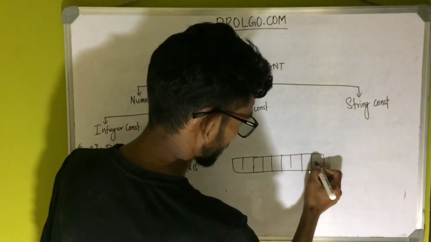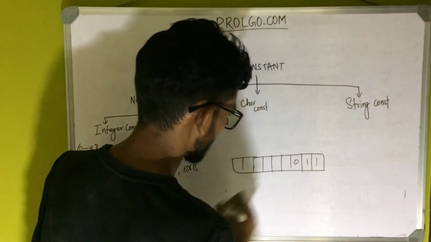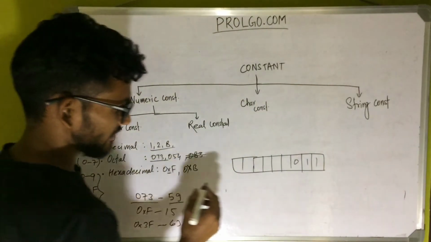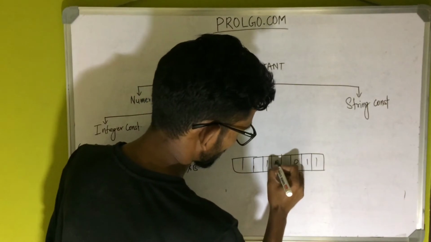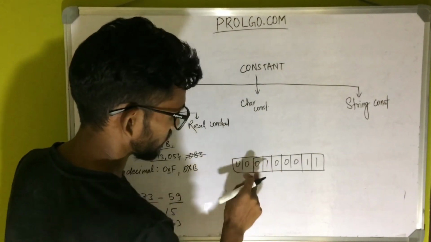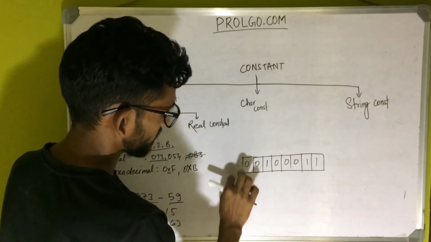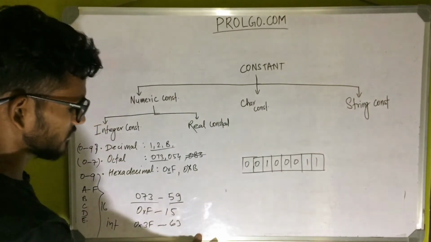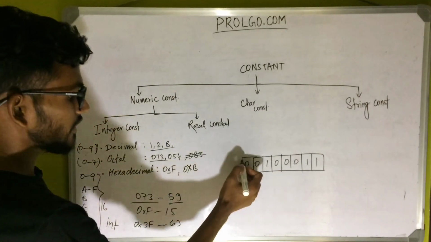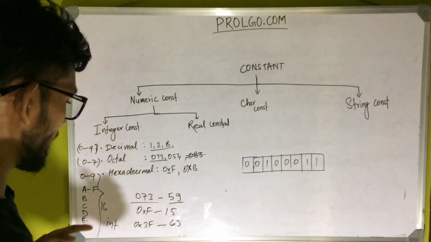So 73 will be 1 1 1 1 0, and then 7 will be 1 0 0, and then 0. No, this is extra, just remove this one. Okay, so this is the binary number which will finally be stored into the memory.